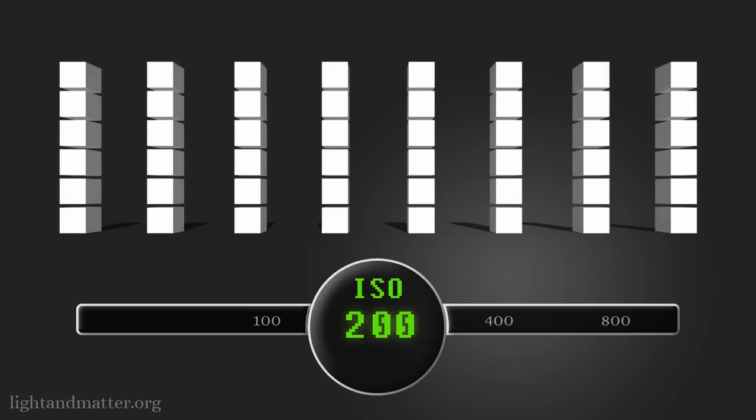Instead of controlling how much light gets to the sensor, it controls how much light the sensor needs to make the image. The higher the ISO, the more sensitive the sensor is to light.